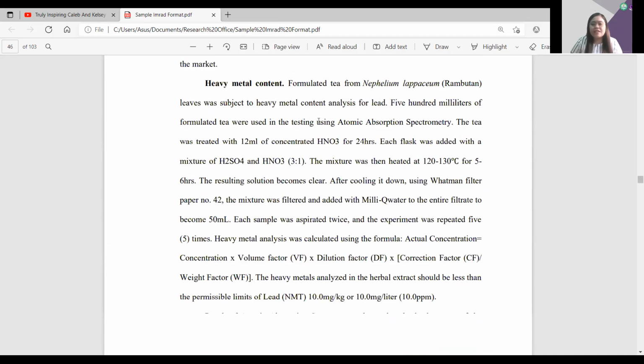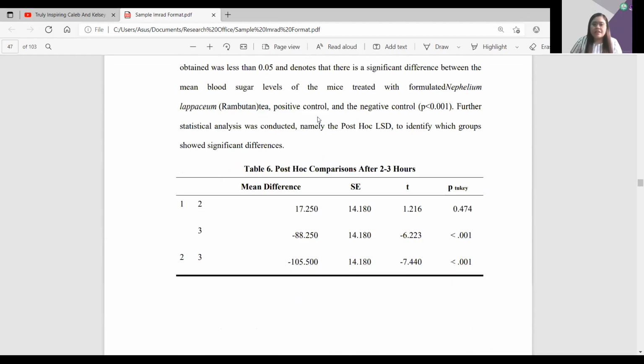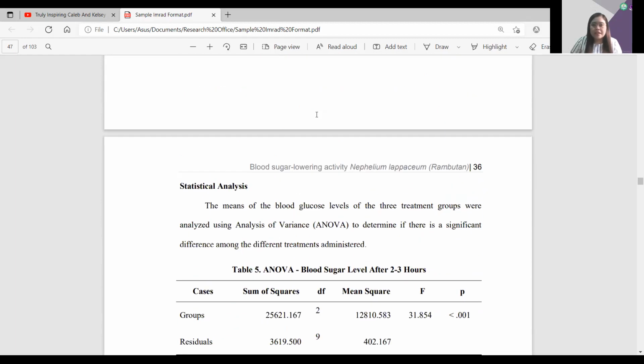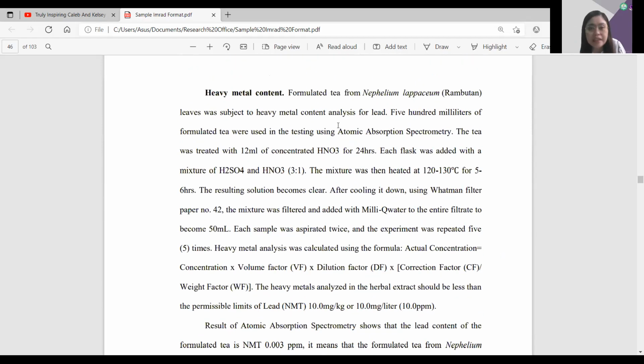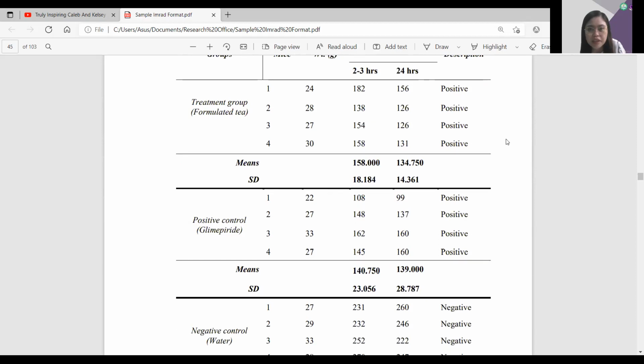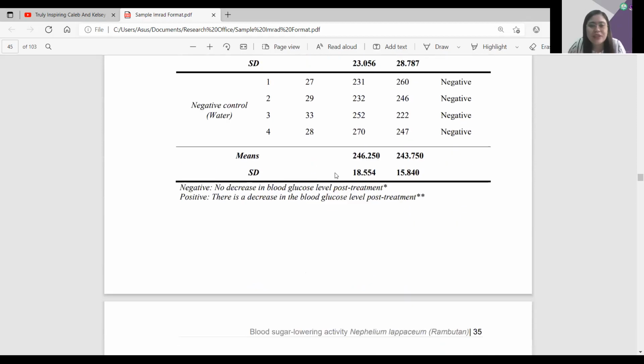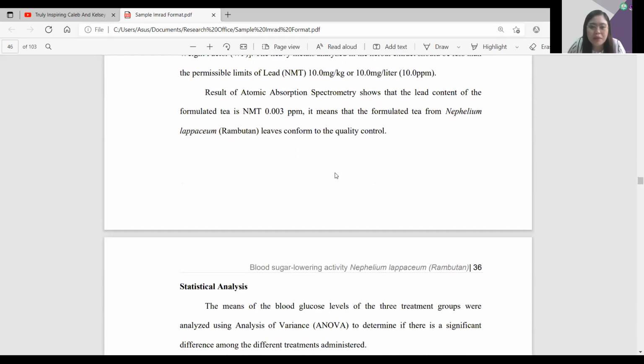Okay, so this is just an example of a research, and itong statistical analysis, we will have that in the midterm and in the finals. I will really teach you, class. For example, ito na yung data nila. Ayan, ito na yung data nila. I will really teach you how to analyze this using the statistical software. So yung mga walang laptop, let's be patient with the manual computation. Pero kung meron kayong laptop, automatic tayo lahat.